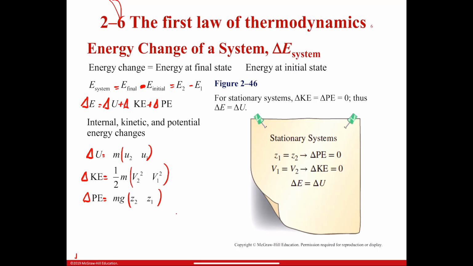For stationary systems, in which the system is not moving, delta KE and delta PE will be equal to 0, and therefore the only thing that we will need to study will be the internal energy. And don't panic yet, because you'll see that with the exercises. When they talk about a stationary system, they mean things like pistons and cylinders.